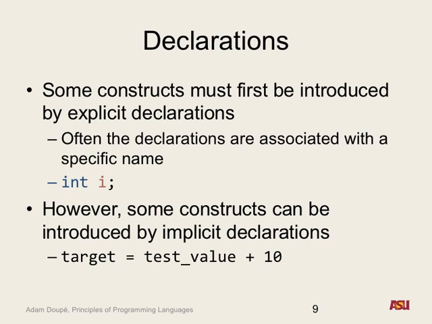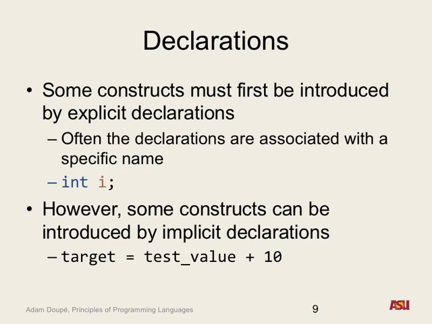What about the downsides? It's unclear what target is unless you know what test value is as well, and you know that it's supposed to be some type. Yeah, it's kind of hard to see if you're just looking at this code. It's not really clear. Is target supposed to be declared here? Is it not? Is it something else? What about the other way? So what are some of the drawbacks of explicit?